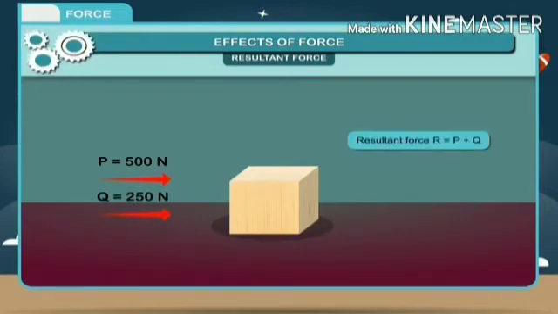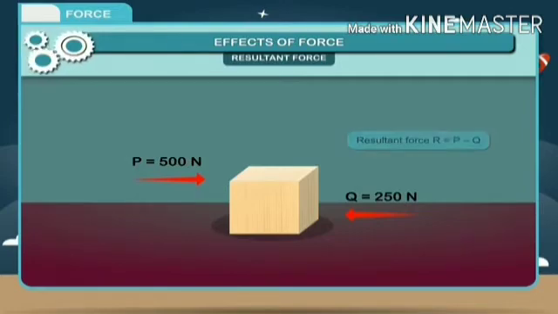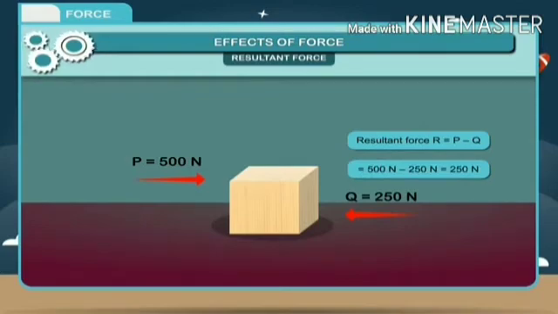Resultant force R is equal to P plus Q is equal to 500 Newton plus 250 Newton is equal to 750 Newton. 2. When two forces are acting in opposite directions, their resultant force is the difference of the two forces. Resultant force R is equal to P minus Q is equal to 500 Newton minus 250 Newton is equal to 250 Newton.